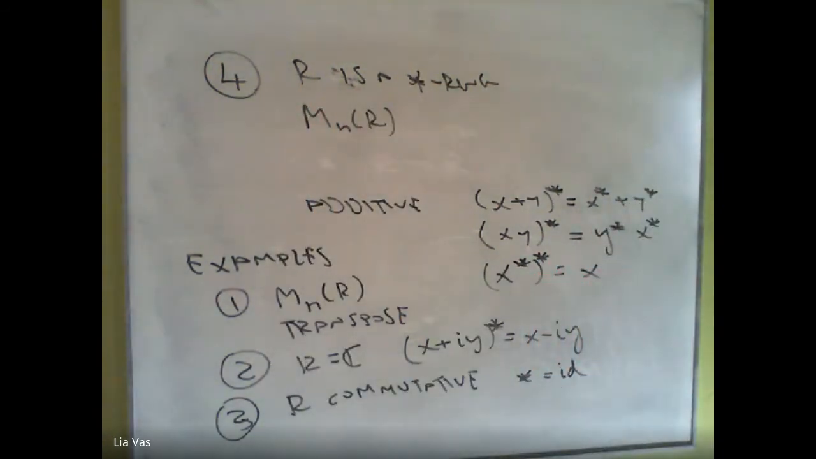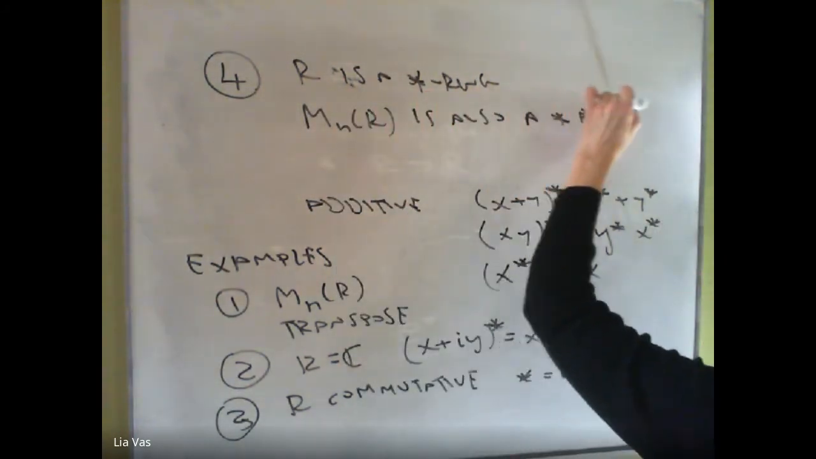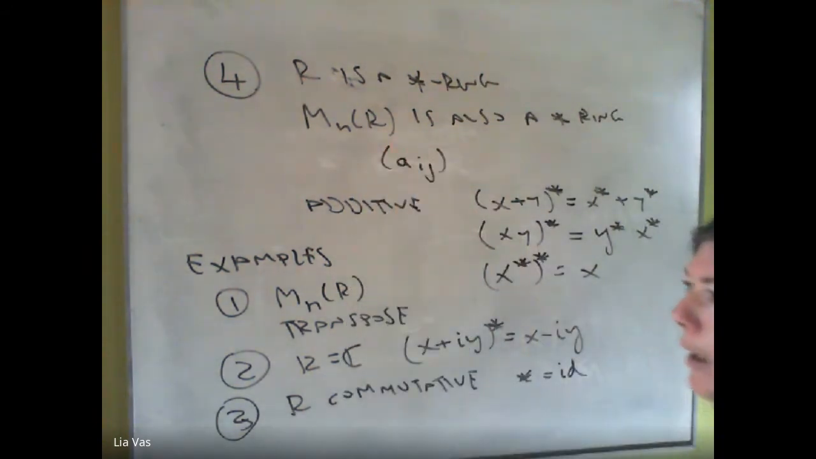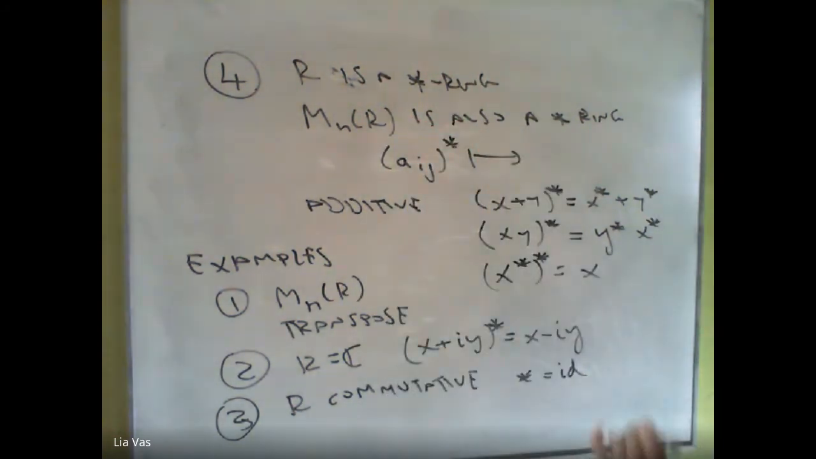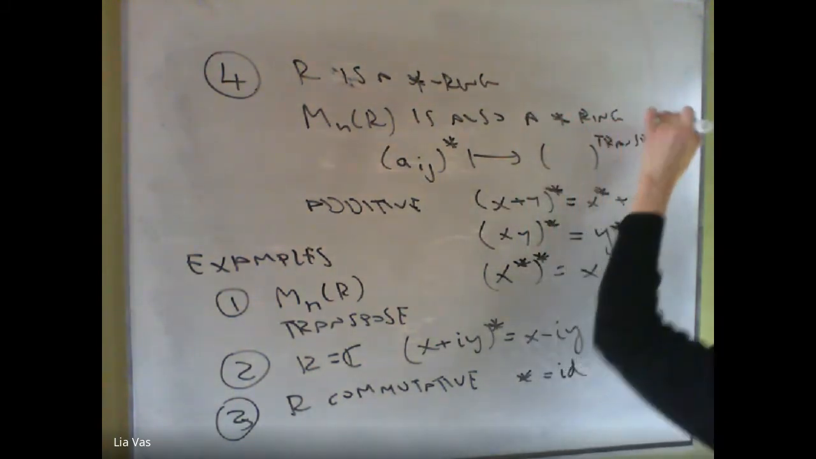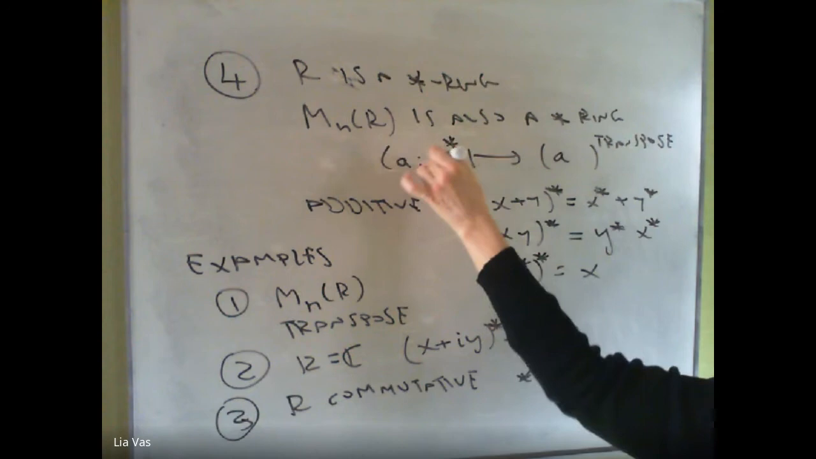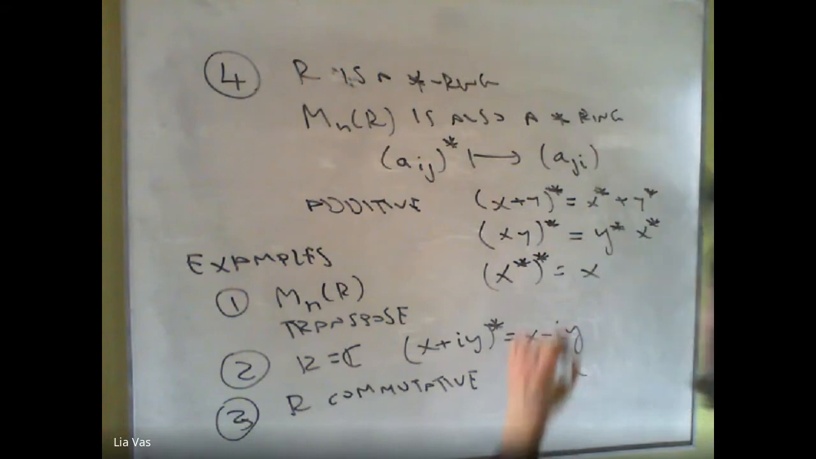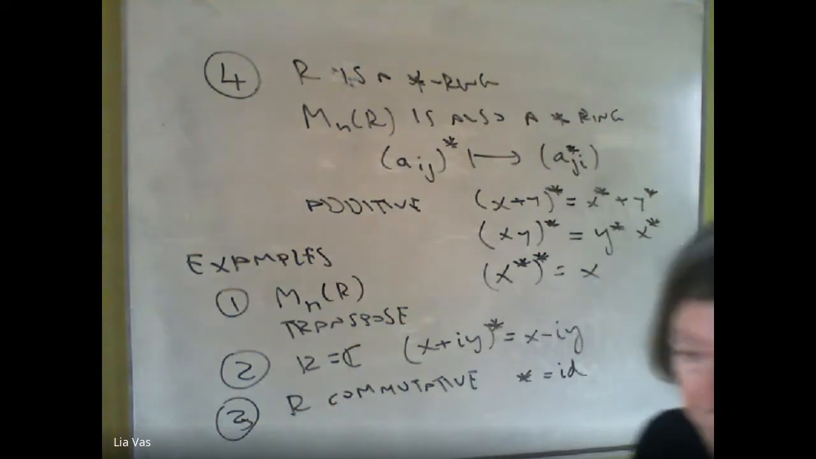This gives you a way how you can extend this involution to matrices over R. So I want to define a star on a matrix. What do you do with a matrix that has entries a_ij, for example? How do you star such a matrix? You take the transpose, and so that would be going from a_ij to a_ji. That's what taking transpose means.